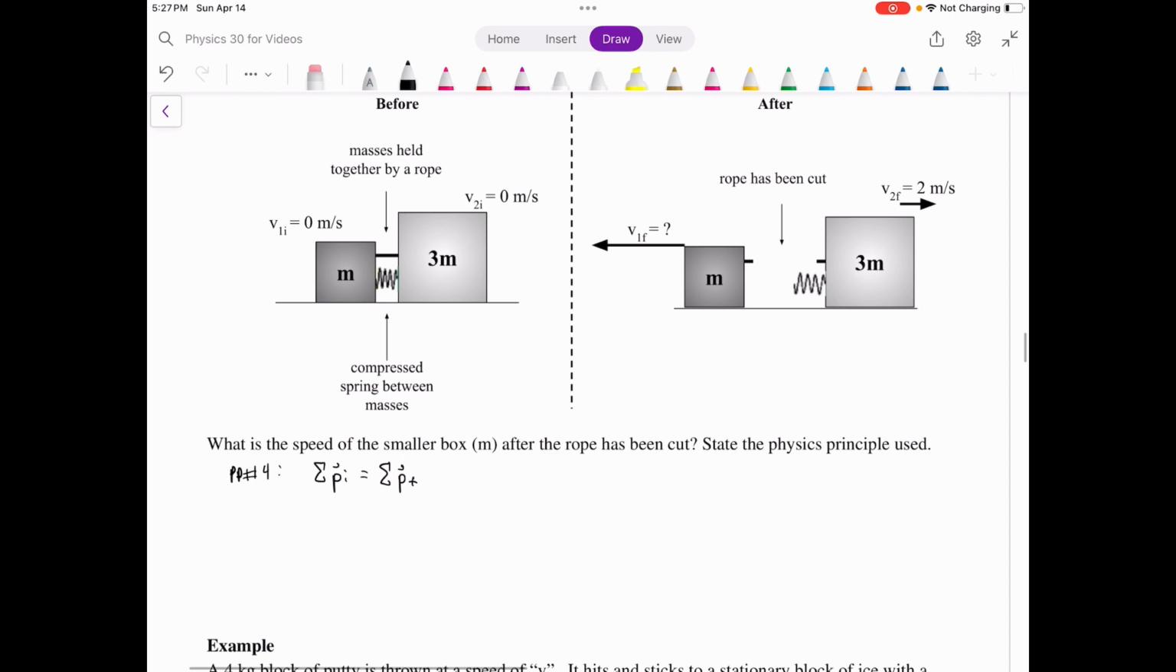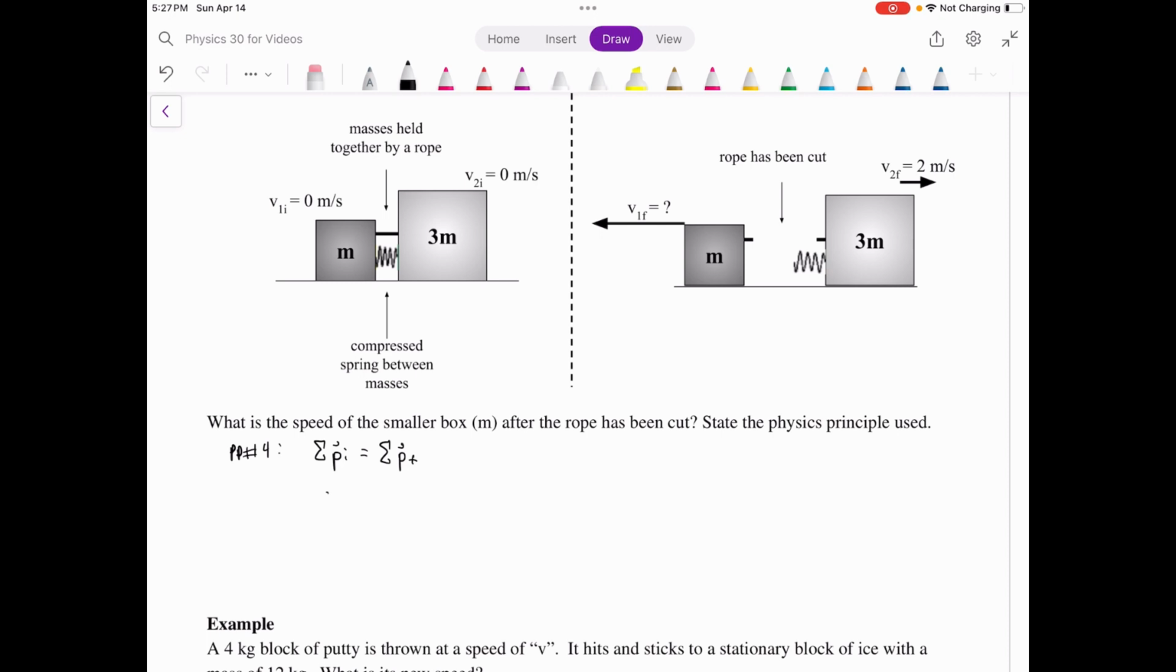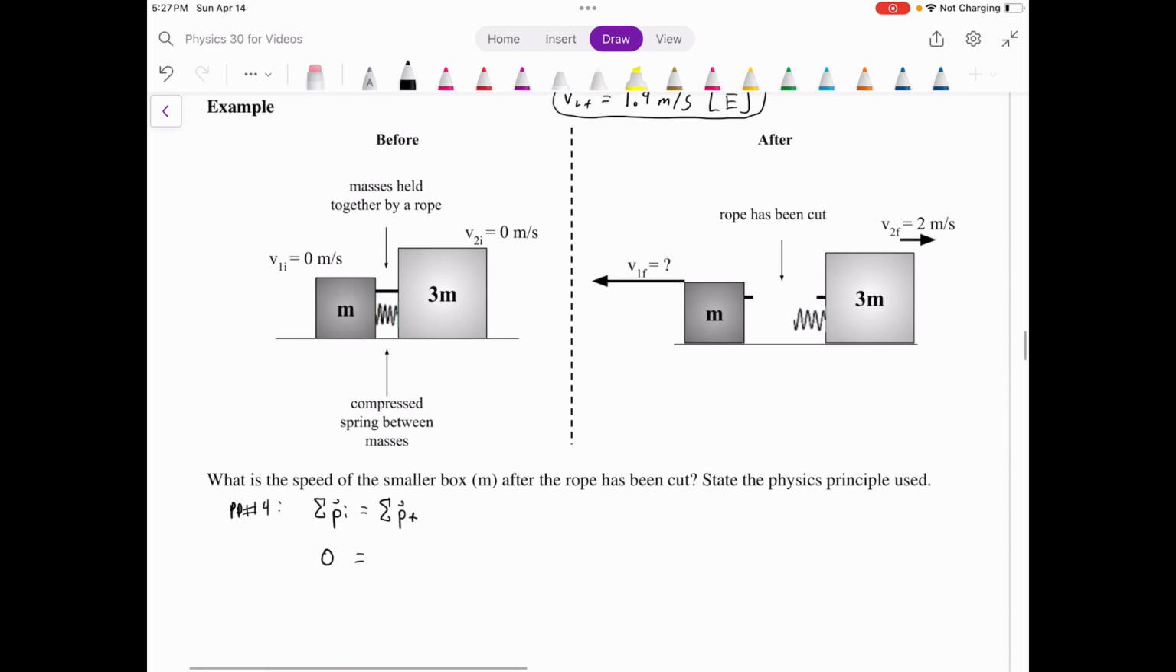Well, we can simplify this right off the bat, because what is our total initial momentum? It's 0. Neither of our objects are moving, so mv is mass times 0. Right away, we can just say 0 is our initial momentum. Now that has to equal our final momentum.